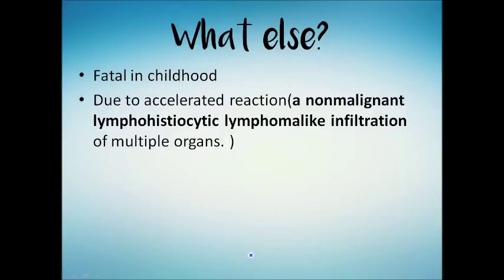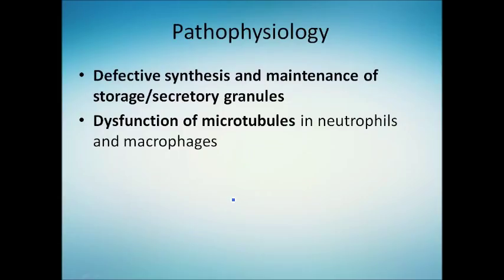Chediak-Higashi syndrome is often fatal in childhood due to an overwhelming infection or an accelerated reaction. In more than 80% of the patients, a viral infection, for example Epstein-Barr, precipitates the accelerated reaction, which is a non-malignant lymphohistiocytic lymphoma-like infiltration of multiple organs.